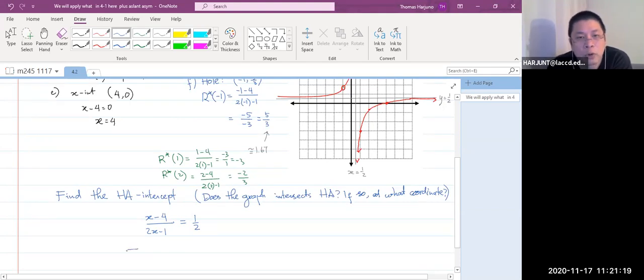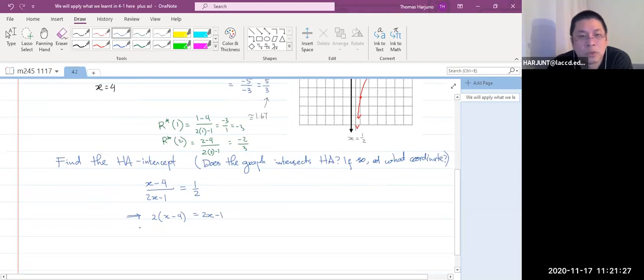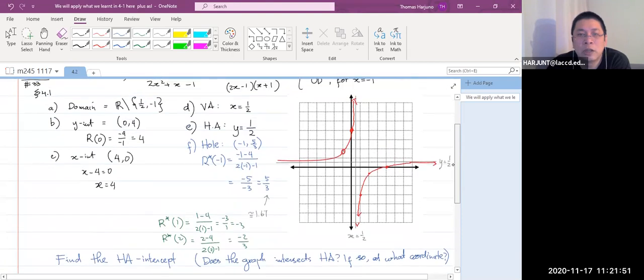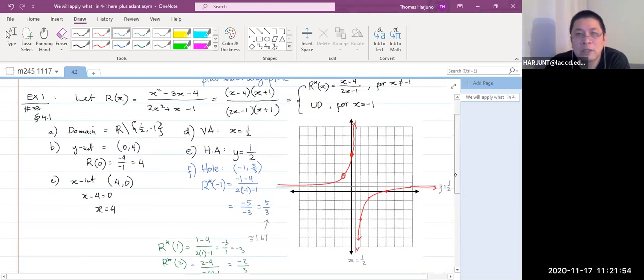Now I will cross multiply here. I get 2 times (x minus 4) equals 2x minus 1. So I get 2x minus 8 equals 2x minus 1. I end up with -8 equals -1, which is a contradiction. So from there, we see no horizontal asymptote intercept. So you see that the graph will intersect the horizontal asymptote when they are equal to each other. Does it make sense?